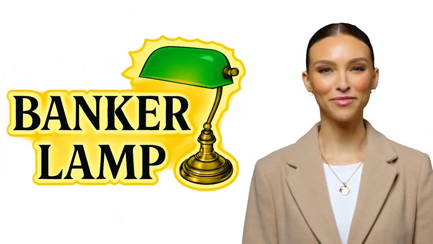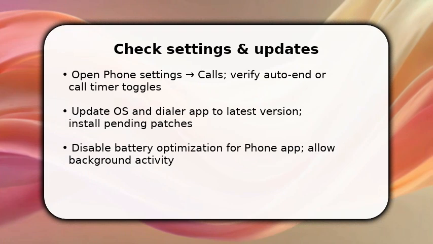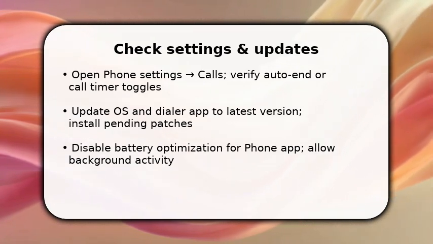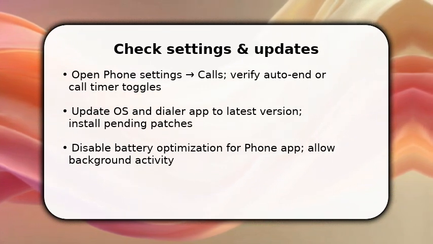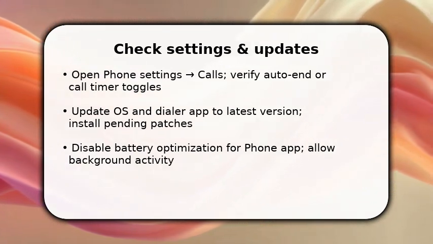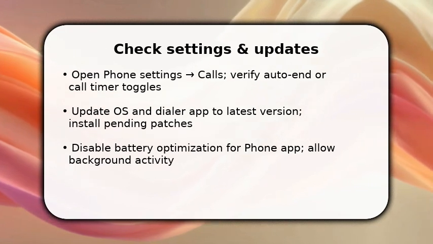Please enjoy the video. You start by confirming the basics. Open call settings and look for any auto end, call timer, or scheduled hang-up toggles and turn them off. Once done, update your phone OS and the dialer app so you aren't chasing fixed bugs.